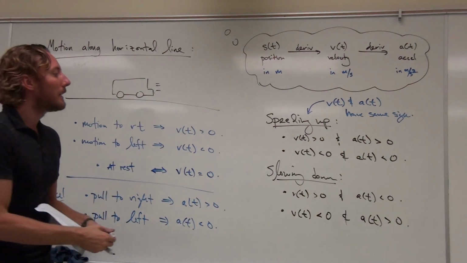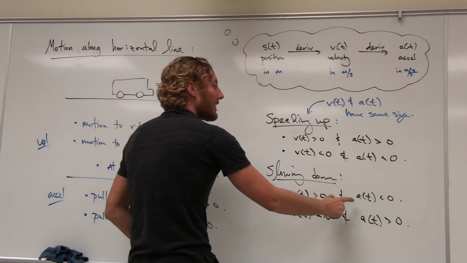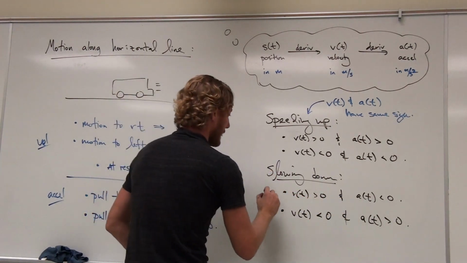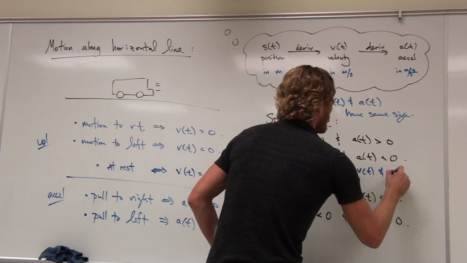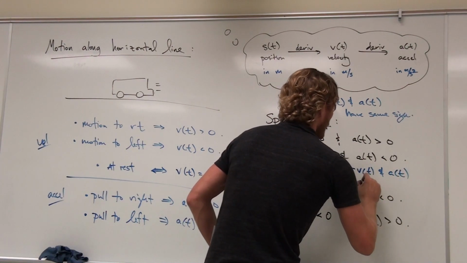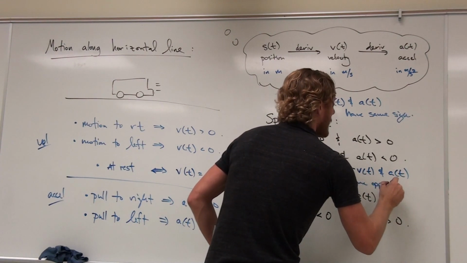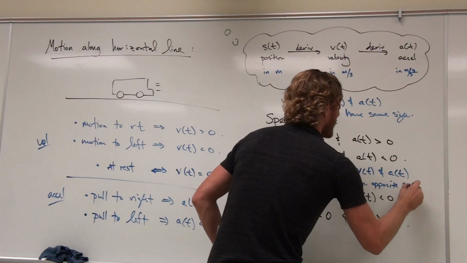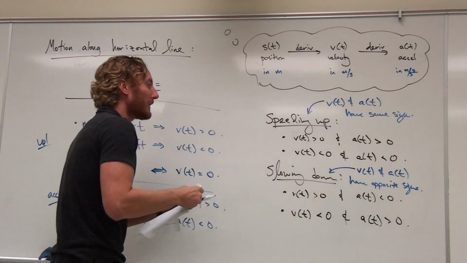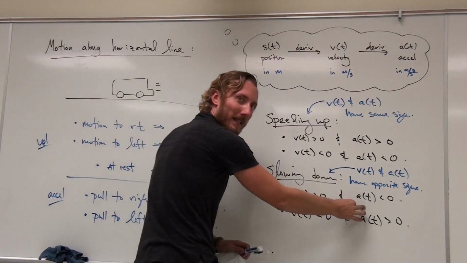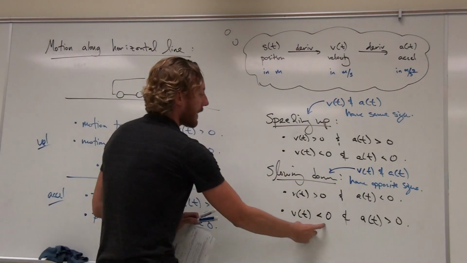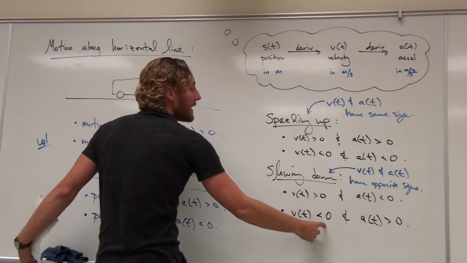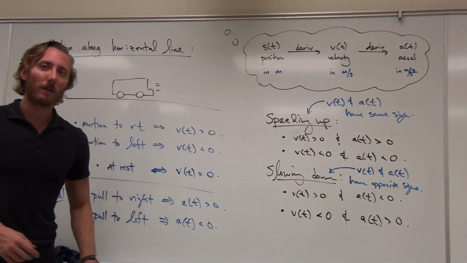Slowing down is when the velocity and the acceleration have opposite signs. So, slowing down, velocity and acceleration have opposite signs. And think about this, this makes sense as well. Because if the car is going to the right and you are pulling to the left, the car is not going to be going to the right as fast. It's going to be slowing down. And similarly, if the car is going left and you're pulling to the right, that's also going to slow the car down.